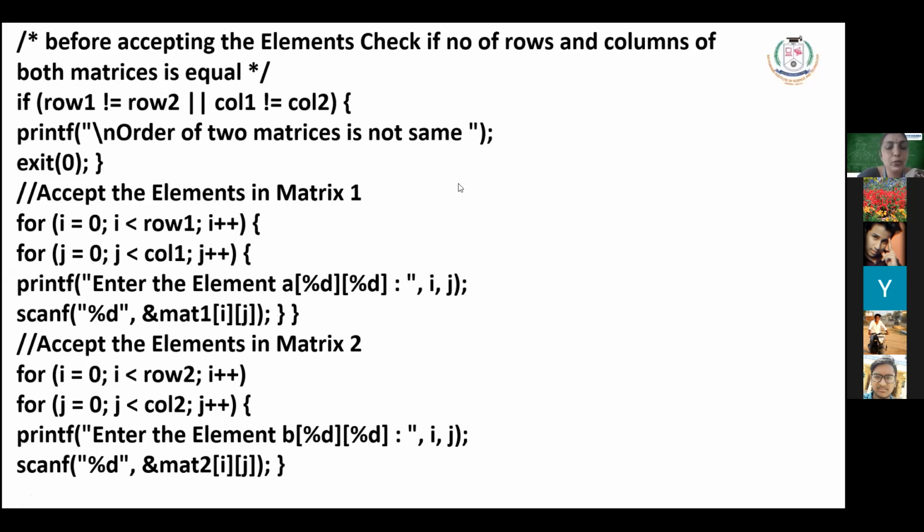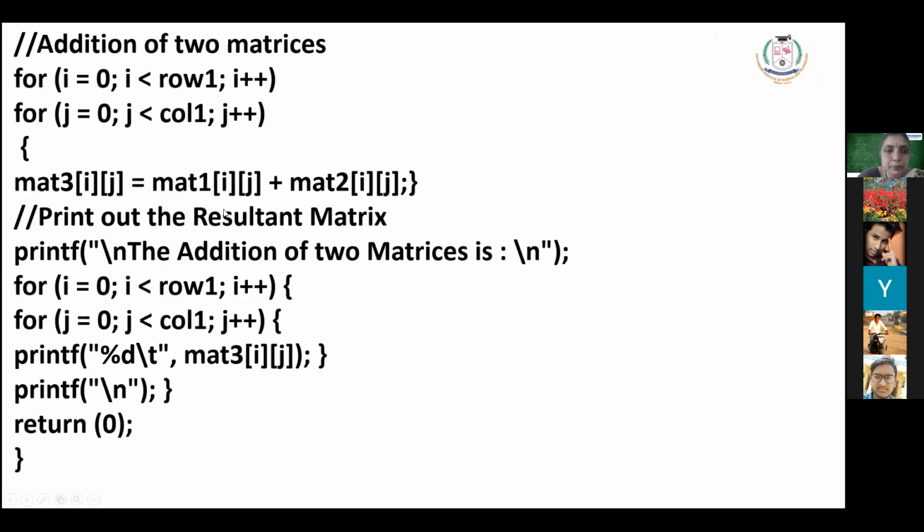Here, for i equal to 0, i less than row 1, i plus plus. Under that we need to read the column values. So j equal to 0, j less than column 1, j plus plus, we go for reading the matrix. After that, similarly, we need to read the second matrix also. After that, we need to perform the addition operation: c[i][j] is equal to matrix 1 of i comma j plus matrix 2 of i comma j.